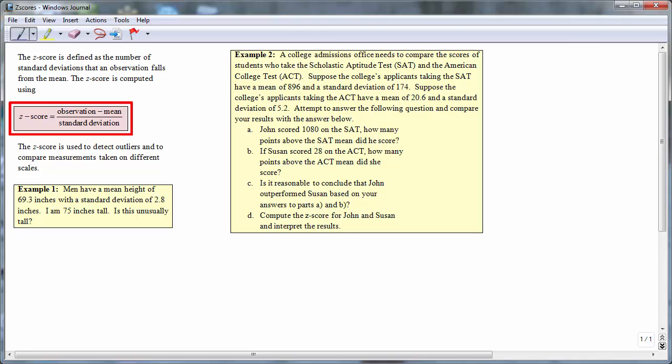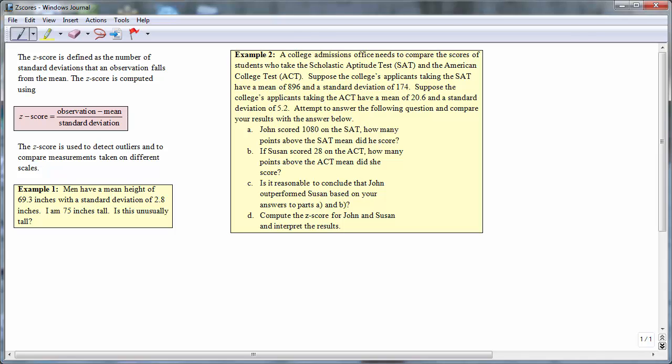From the formula, we can actually learn a few things. If the observation is equal to the mean, then the z-score is 0. If the observation is smaller than the mean, then the z-score is negative. And if the observation is larger than the mean, then this results in a positive z-score. The z-score can be used to detect outliers, and it can also be used to compare measurements taken on different scales.